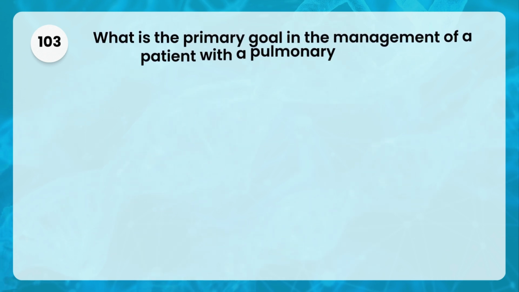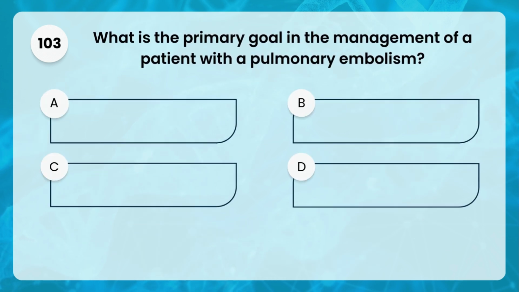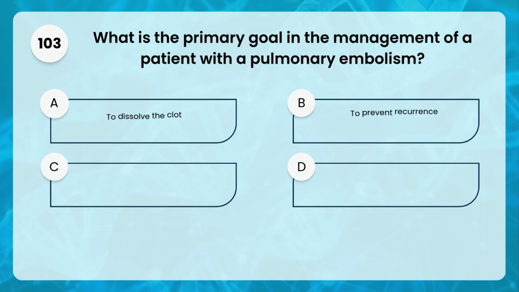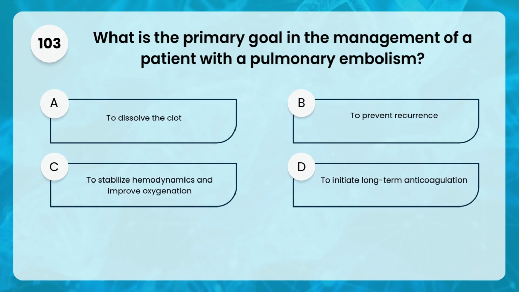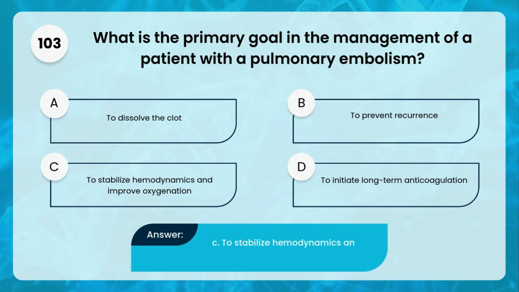103. What is the primary goal in the management of a patient with a pulmonary embolism? A. To dissolve the clot. B. To prevent recurrence. C. To stabilize hemodynamics and improve oxygenation. D. To initiate long-term anticoagulation. The answer is C. To stabilize hemodynamics and improve oxygenation.